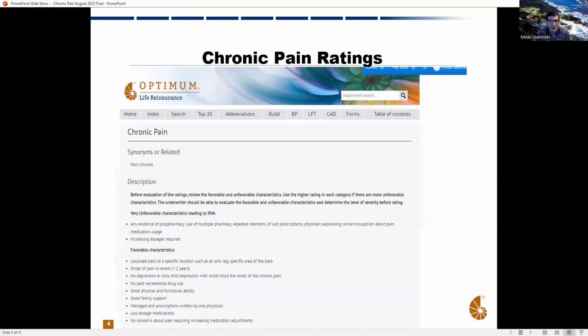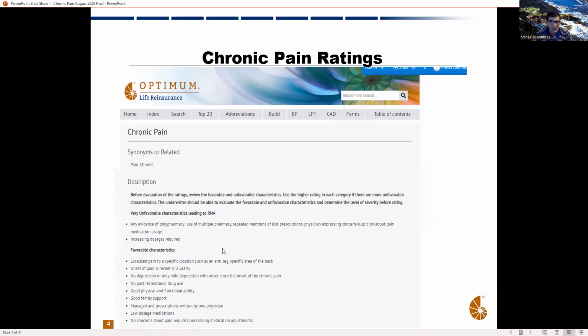Very unfavorable characteristics leading to a decline of the application would be any evidence of polypharmacy, the use of multiple pharmacies, repeated mentions of lost prescriptions, any physician expressing concern or suspicion about pain medication usage, or increasing dosage required to treat chronic pain.